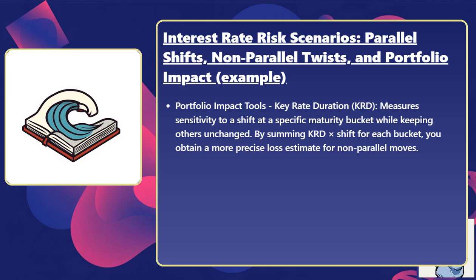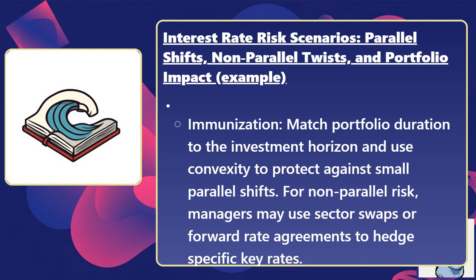Portfolio impact tools. Key rate duration, or KRD, measures sensitivity to a shift at a specific maturity bucket while keeping others unchanged. By summing key rate duration times the shift for each bucket, you obtain a more precise loss estimate for non-parallel moves. Immunization matches portfolio duration to the investment horizon and uses convexity to protect against small parallel shifts. For non-parallel risk, managers may use sector swaps or forward rate agreements to hedge specific key rates.